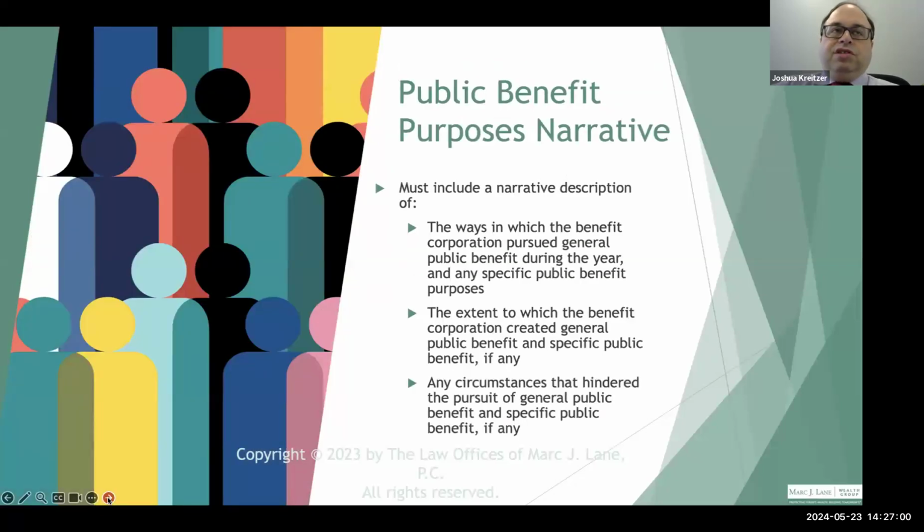And the report must also contain a public benefit purposes narrative, and that would be explanations regarding the corporation's pursuit and creation of its public benefit purposes. And this must include narrative description of the ways in which the benefit corporation pursued general public benefit during the year and any specific public benefit purposes that are included in its articles of incorporation, the extent to which the benefit corporation created general public benefit and specific public benefit, if applicable, and any circumstances that hindered the pursuit of general public benefit and specific public benefit, if applicable.